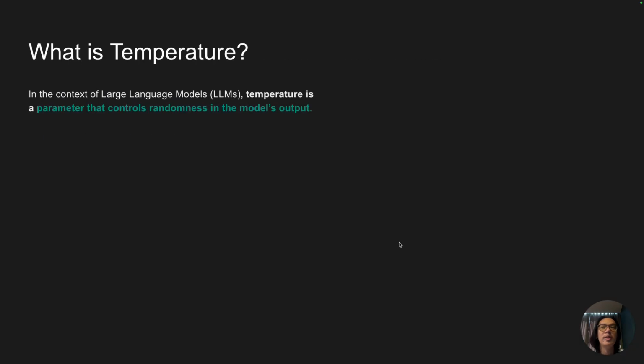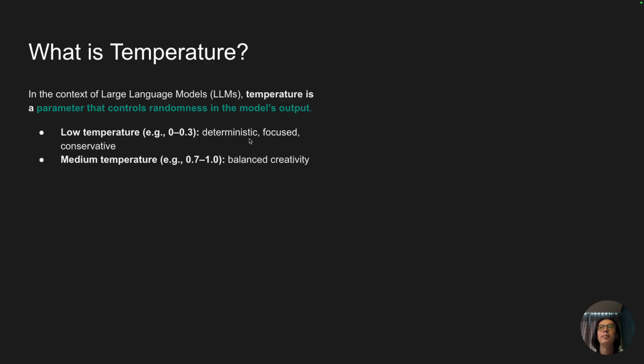Temperature is just a parameter in the large language model context. It controls the randomness in the model output. So when you set a low temperature in Gemini or ChatGPT, the output is likely deterministic and focused. When the temperature is medium, around 0.7 to 1.0, it balances creativity. That means the outputs can be simple and also can be more creative. When the temperature is really high, the outputs can be really random and surprising.